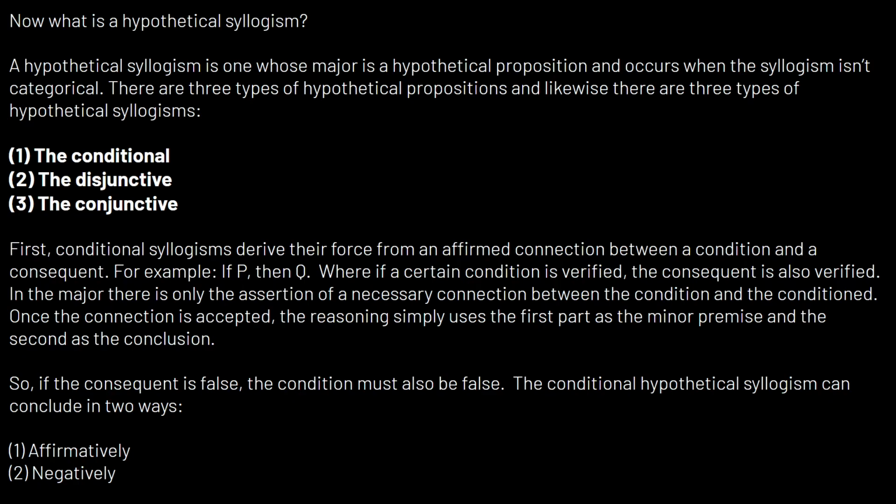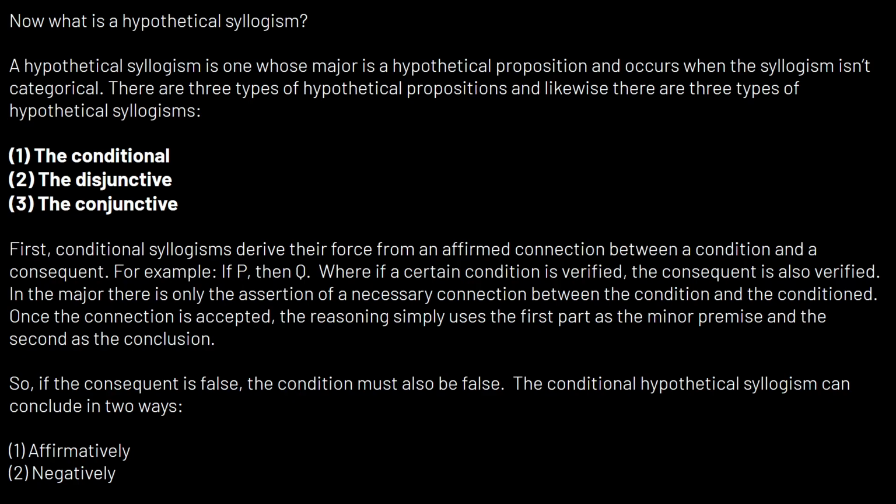So the conditional would be like if P then Q, the disjunctive would be A or B, and the conjunctive syllogism would start off with the major premise that it is not the case that A and B, right? So its major premise starts off with an incompatibility.